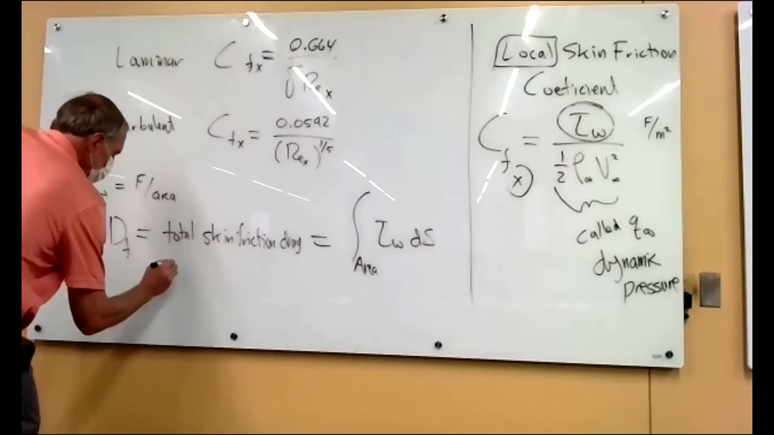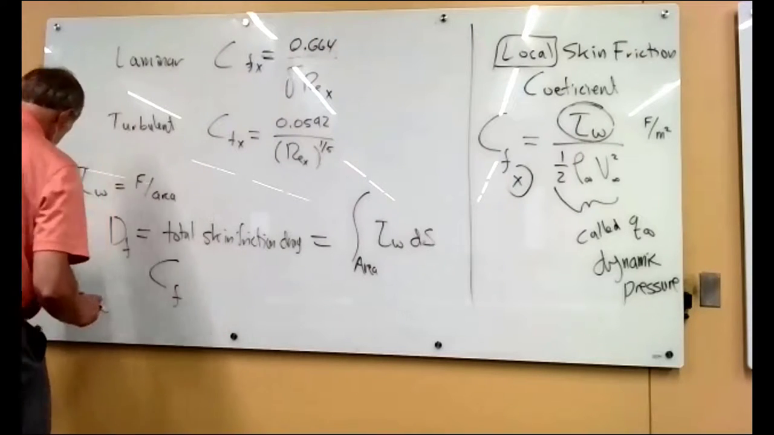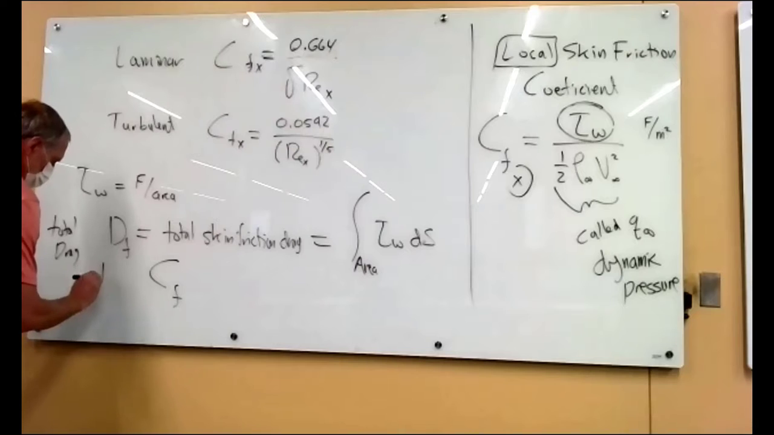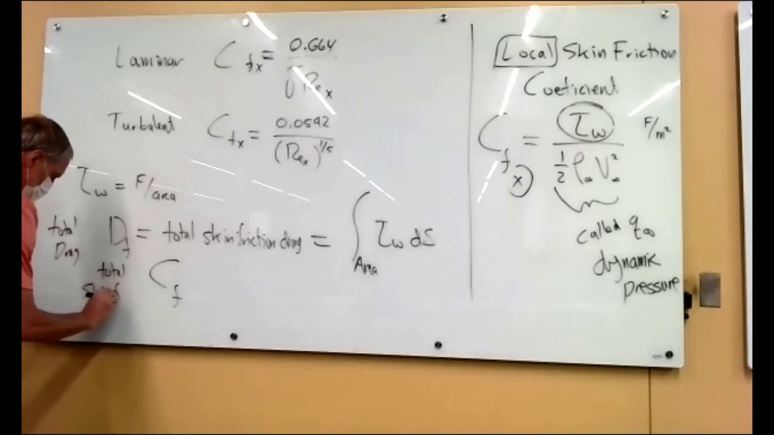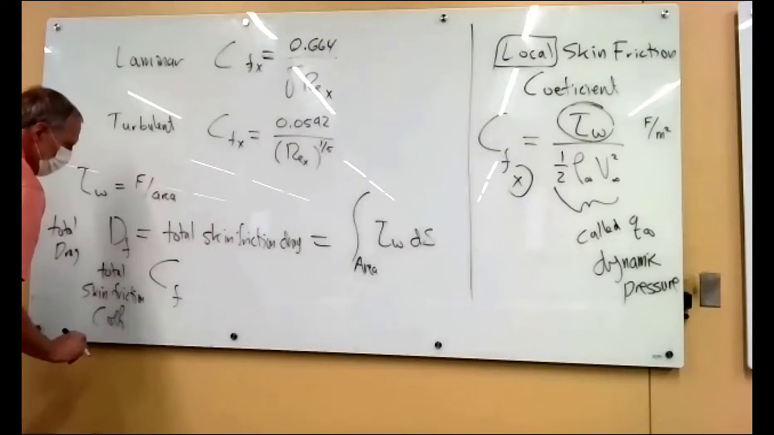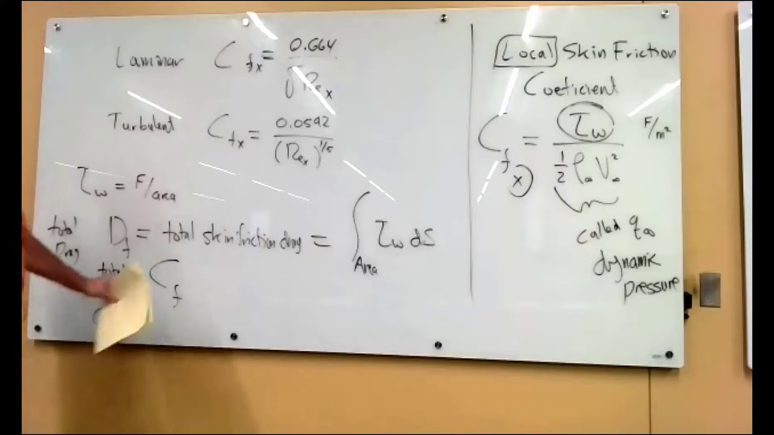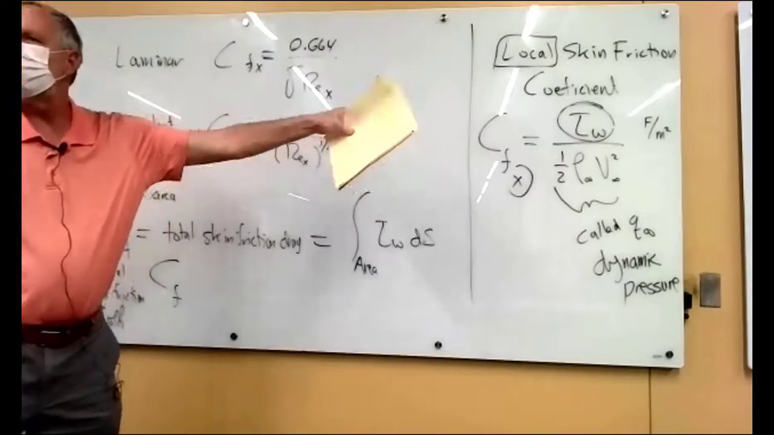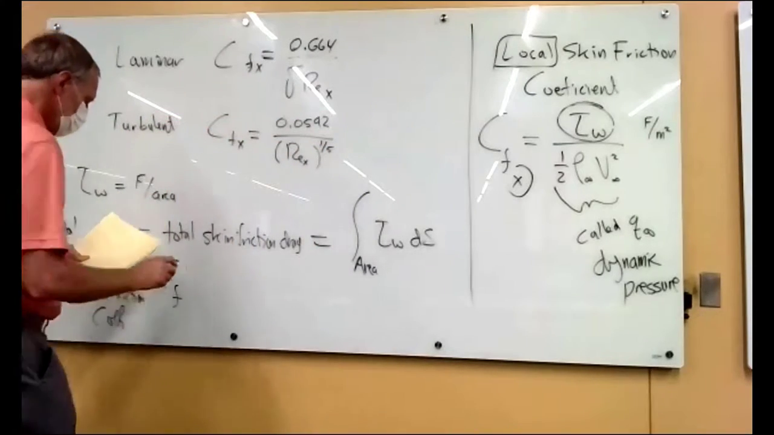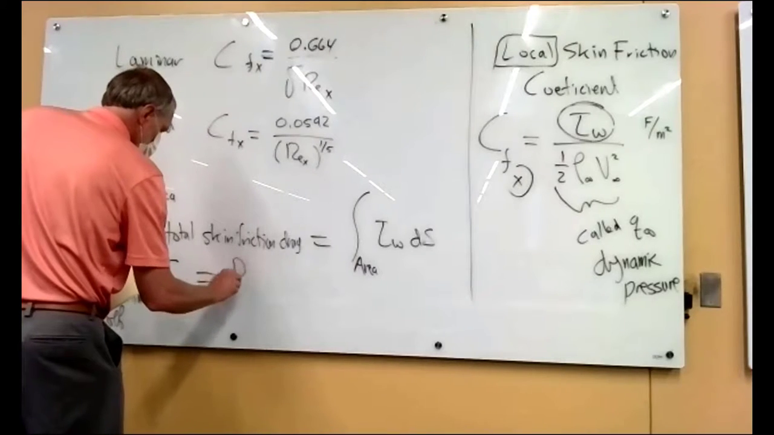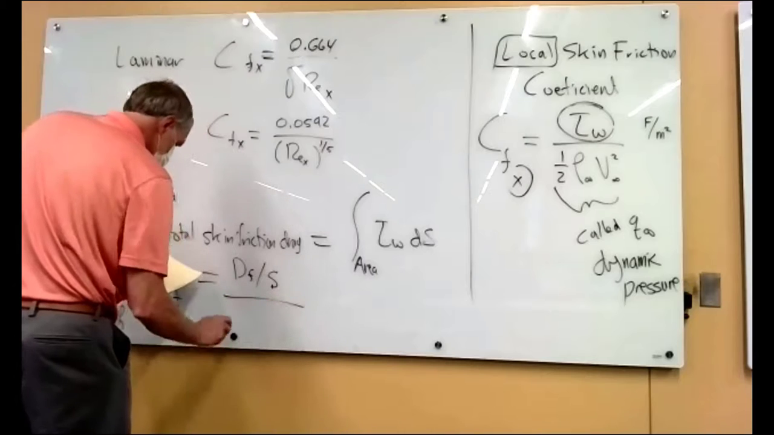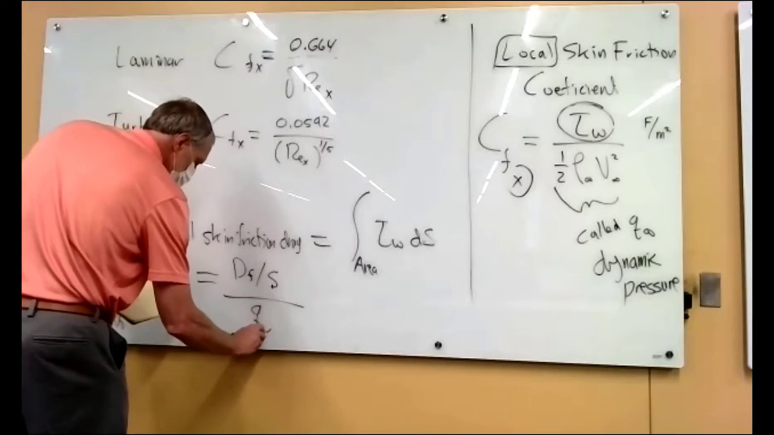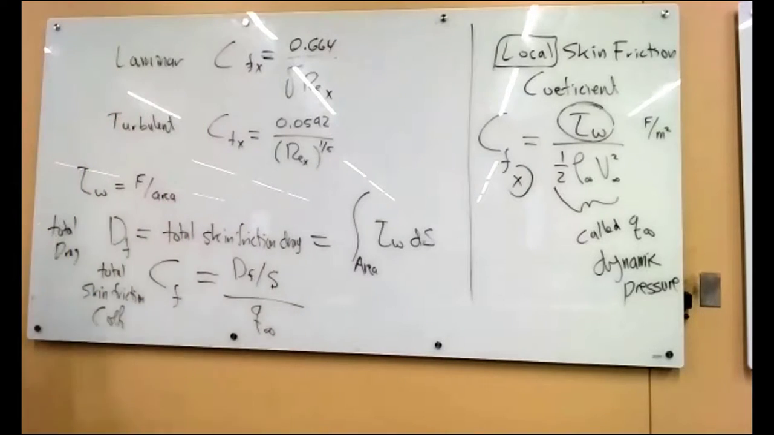And of course, we're going to do the same thing. We're going to create the total skin friction coefficient, because this drag is going to depend upon how fast the flow is and what the density is, as well as the area. So we're going to take out those effects. We're going to divide the drag per unit area, and then divide by the 1/2 rho v squared.